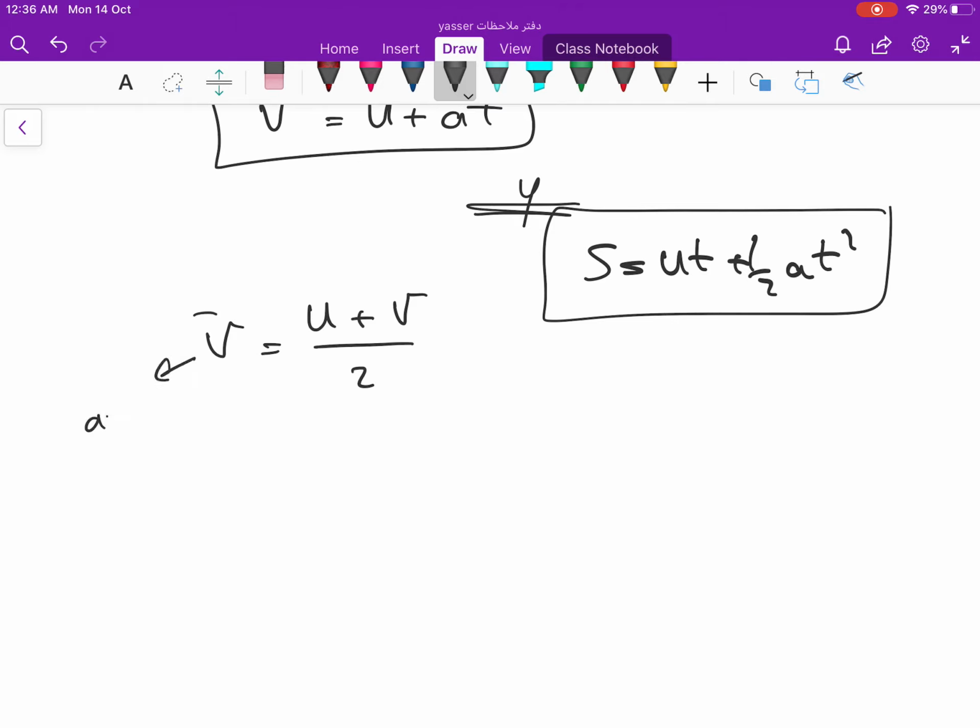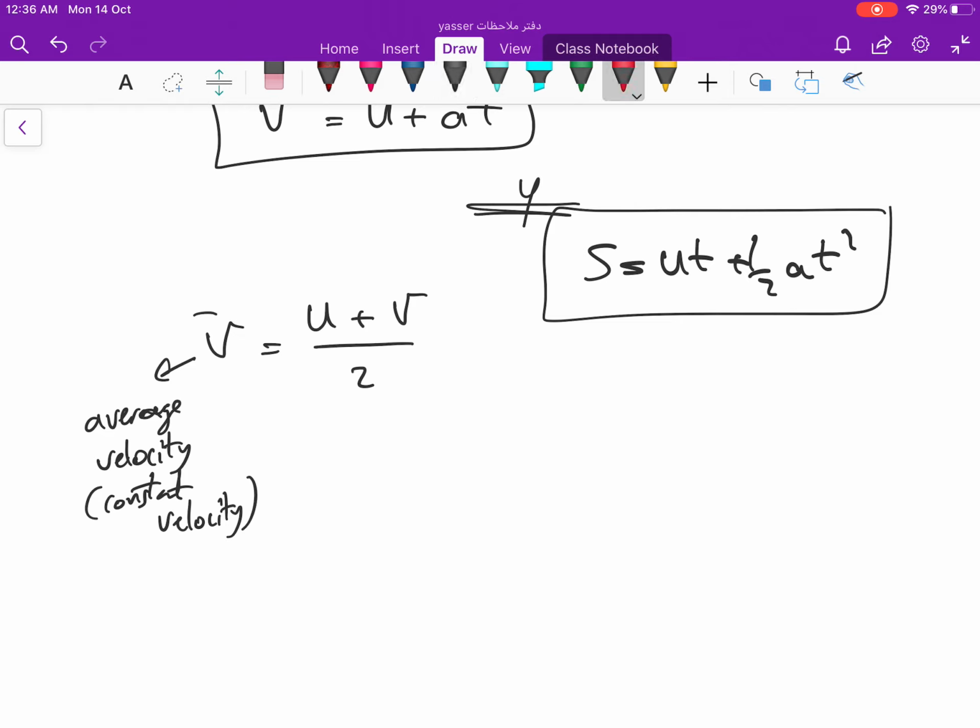So average velocity, as I mentioned, is a constant velocity. Okay, guys, and let's move.